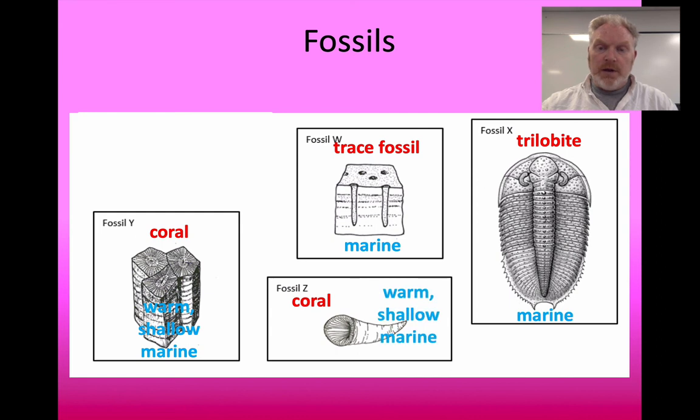Okay. Each of these fossils has distinctive features that allows us to identify them. We need to be familiar with them. But all we need to be able to do is identify these as corals, trilobites, graptolites. We don't need to know individual species.